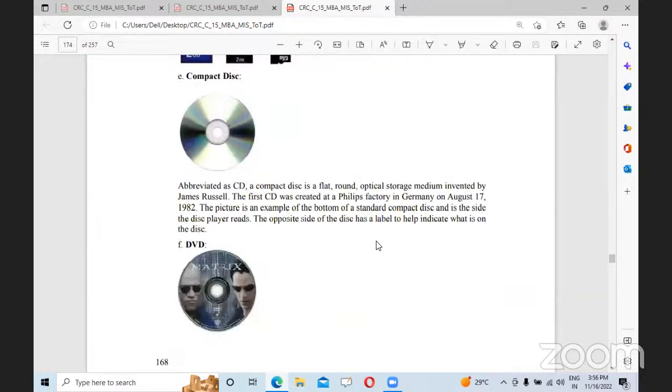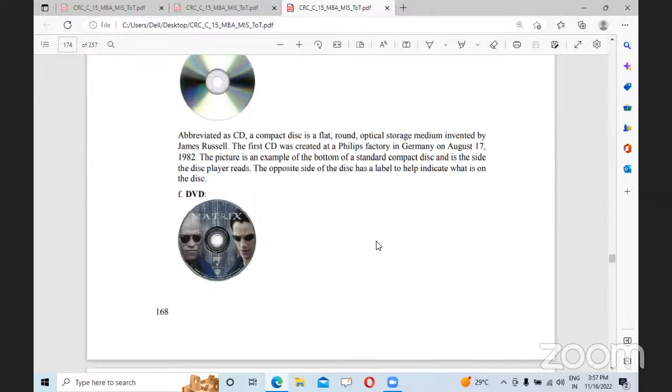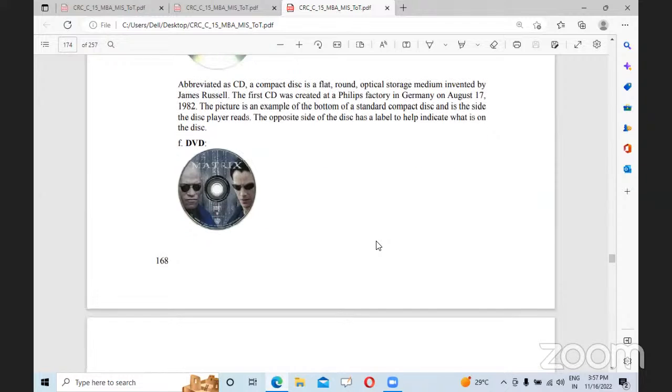Compact disc, abbreviated as CD, is the next one. A compact disc is a flat, round optical storage medium invented by James Russell. The first CD was created at a Philips factory in Germany on August 17, 1982. The picture is an example of the bottom of a standard compact disc, the side the disc player reads. The opposite side of the disc has a label to help indicate what is on the disc.